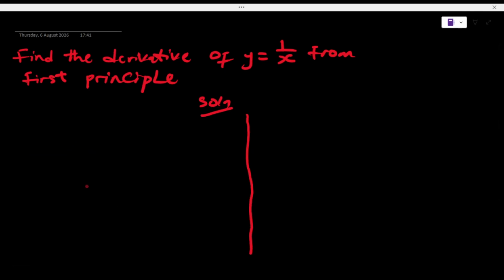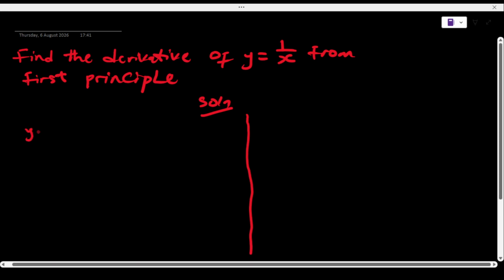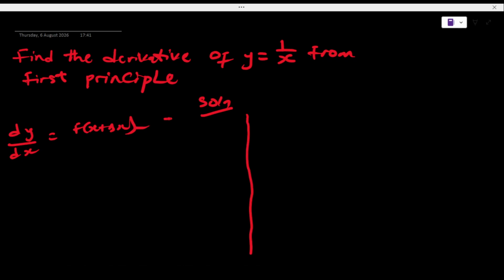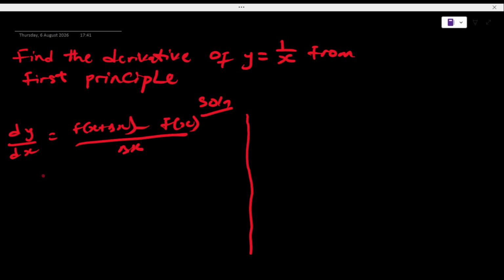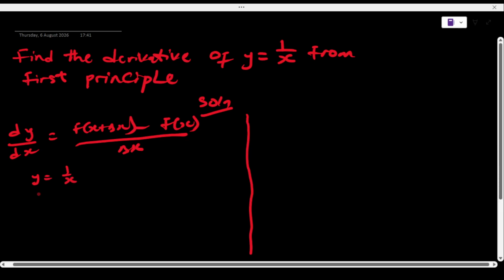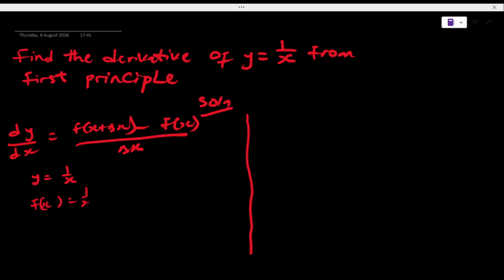So now our dy over dx is equal to f of bracket x plus change in x minus f of bracket x, divided by change in x. Now, the equation that we are given is y is equal to 1 over x. We can also write it as f of x is equal to 1 over x. They are the same thing.